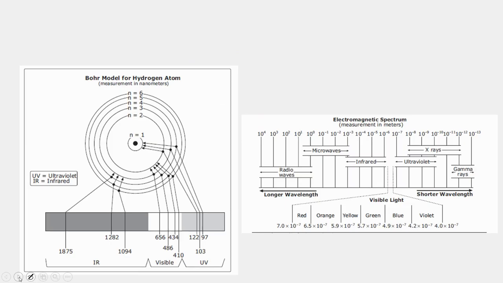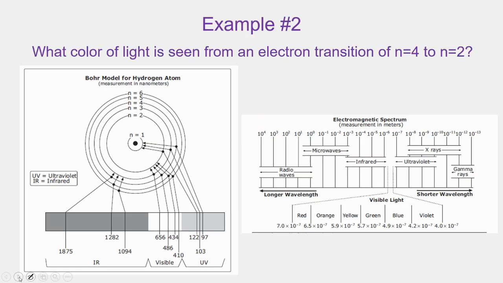Okay, let's do one more. So this one says, what color of light is seen from an electron transition of n equals 4 to n equals 2? So we're going to have to do the same thing we did in example 1 first, but then there's going to be one more step this time. So we want to go from n equals 4 to n equals 2. So here's n equals 4. Okay, so here's a dot. That one's going to n equals 1. That's not the one we want, so we're going to keep going. Okay, that one is going to n equals 2, so that's the one that we want. And so we see that it comes out to be 486 nanometers. So that's the wavelength that is being given off.